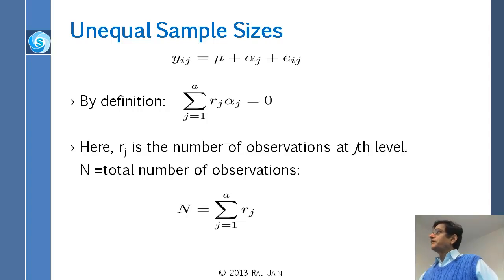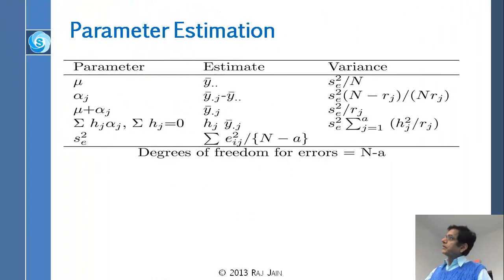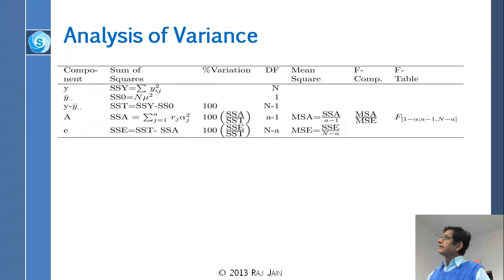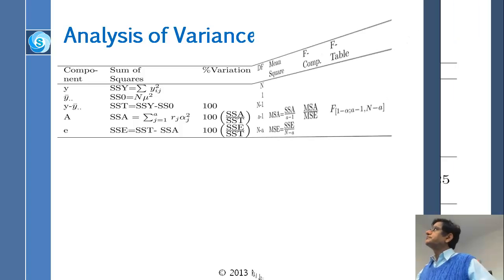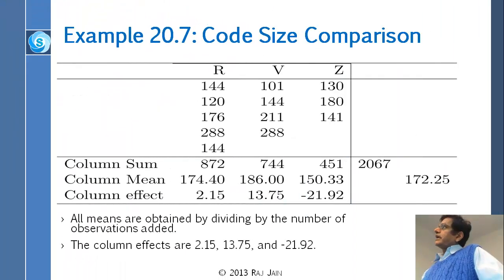The total number of observations is simply equal to the sum of the rj's. You just add up the replications. And then these are the formulas for mu, alpha j's, and so on and so forth, and degrees of freedom. Alright? And the analysis of variance remains exactly the same way as before. And so here's an example. For the first processor we have 5, for the second processor we have 4, for the third processor we have 3. We take the column sum and divide by the exact number of numbers added.